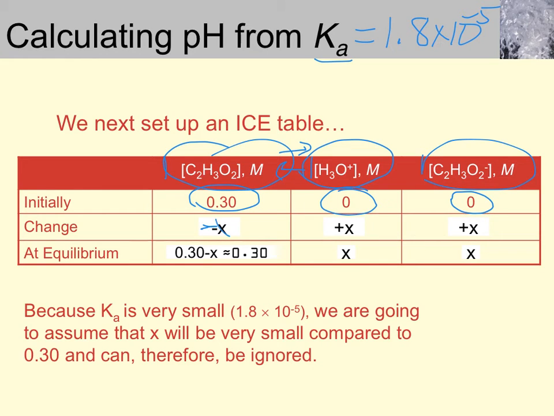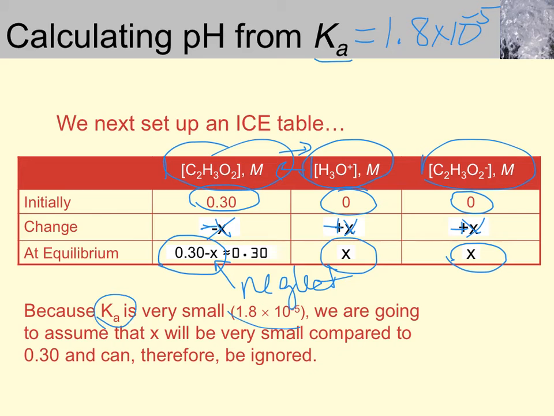So the reactant, as always, is going to decrease by some amount x, and the products are both going to increase by that same amount x. So now we have our equilibrium concentrations in terms of x. We're going to go ahead and neglect x again because Ka is very small.